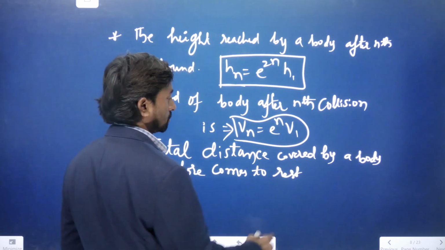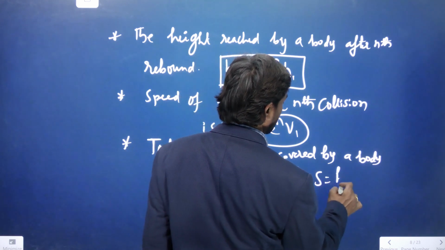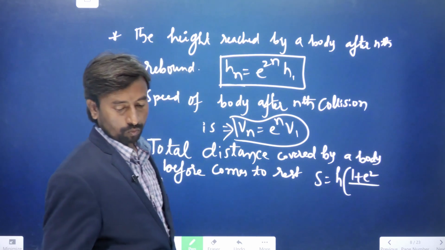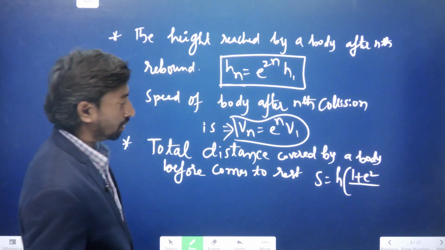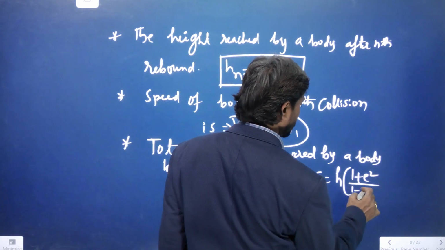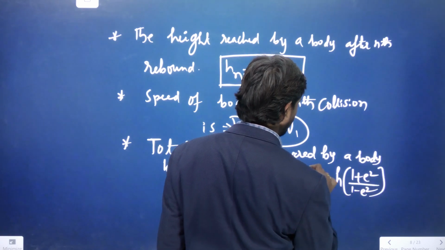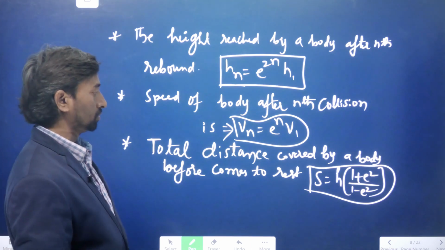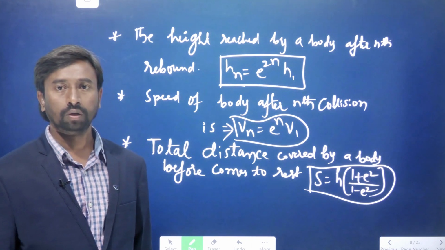S is equal to H into 1 plus e square divided by 1 minus e square. So this is the expression. Okay, there is the expression there. These are the formulas we should remember. By using these formulas, we can do the numericals there.